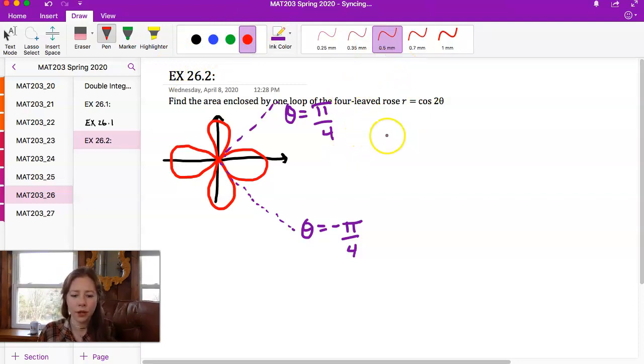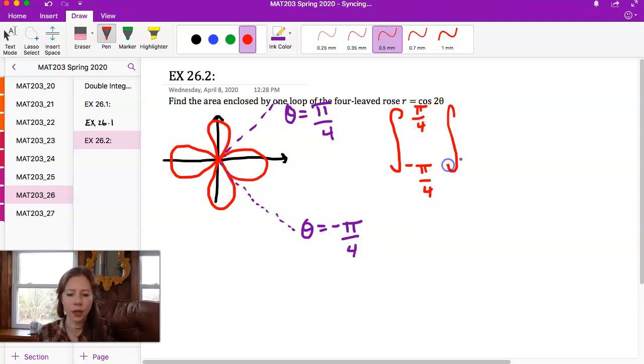So let's see. We're going to go from minus pi over 4 to pi over 4, and we're going to go from 0 to cosine 2 theta.